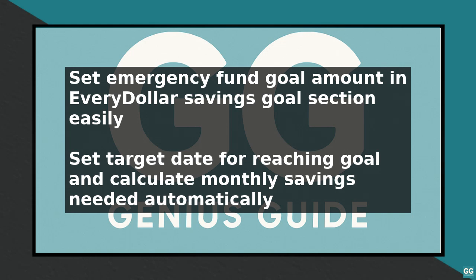In addition to setting a goal amount, you should also consider how you will fund your emergency fund. You can set up automatic transfers from your checking account to your savings account, or you can manually transfer funds each month. EveryDollar allows you to link your bank accounts and track your transfers, making it easy to stay on top of your savings.